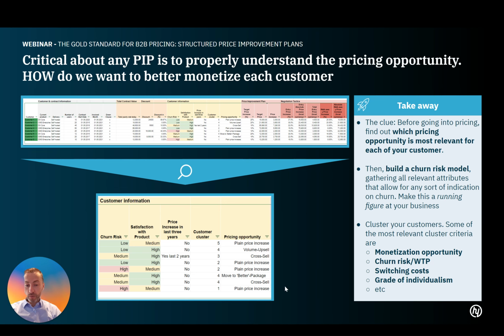Typically, and you see it here where my mouse cursor is, there's no one single price opportunity called price increase, but very often it's a volume upsell, it's a cross-sell, it's a price increase, it's a move to different packages. There are many ways a price improvement plan can be implemented, and thus we need to set up the scale of opportunities at the beginning of the project.